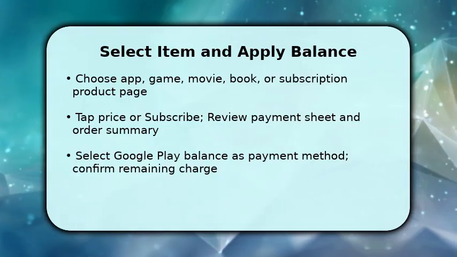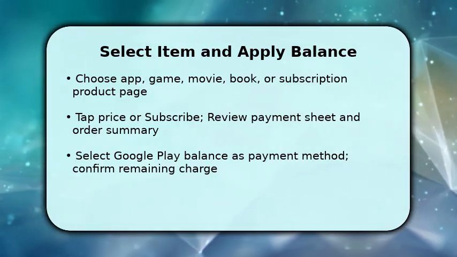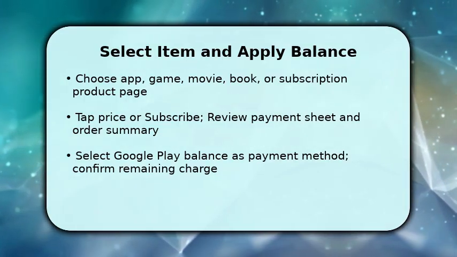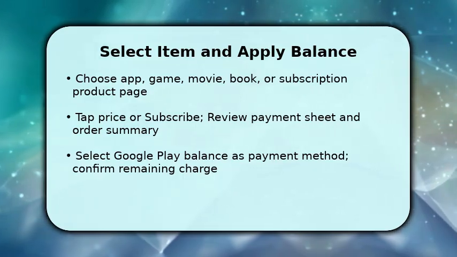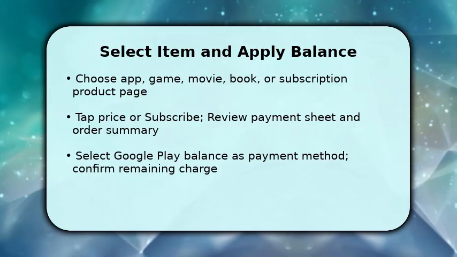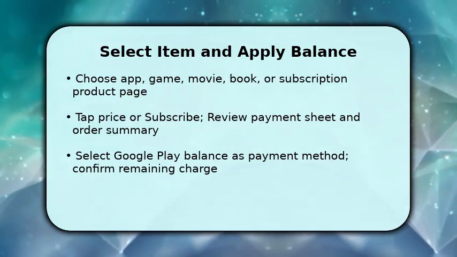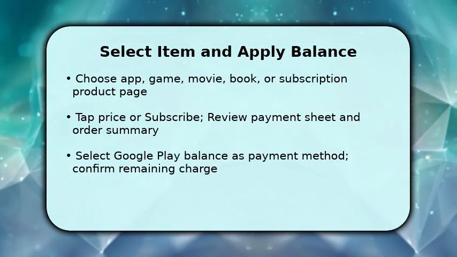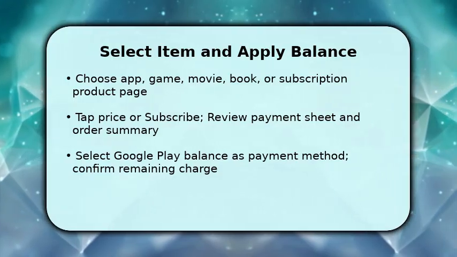If the balance is insufficient, choose an additional card or Google Pay method for the remainder. Make sure billing address and tax details are correct, then confirm the purchase. Once confirmed, you'll get a receipt and immediate access or download of the content.